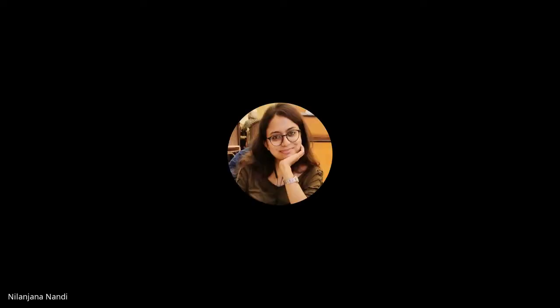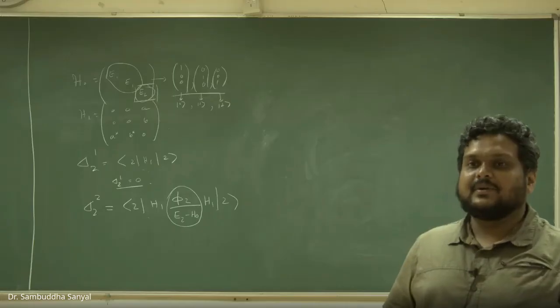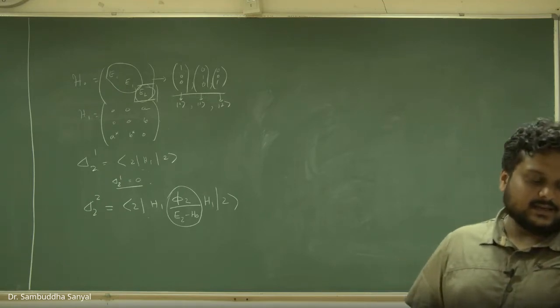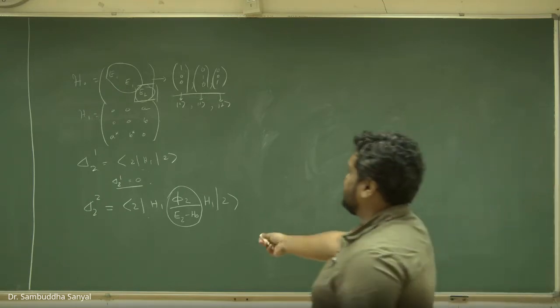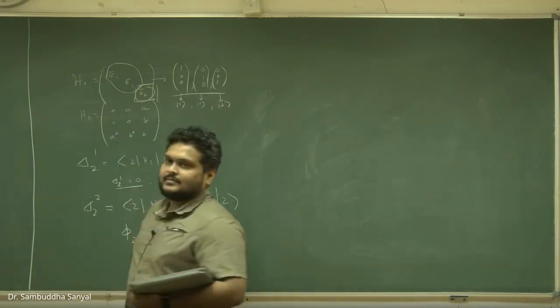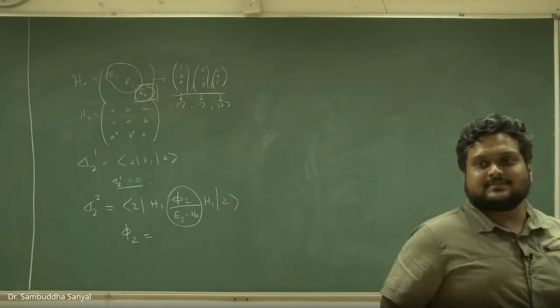Sir, is that the one state that will be projected due to Phi2? Yeah, of course. But how will I calculate this formula Phi2? That is this whole object in the circle. So first of all, what are the two parts in it? So how do I calculate Phi2?